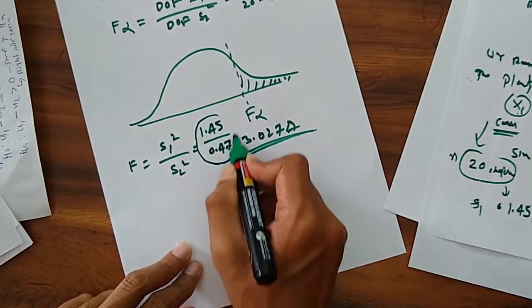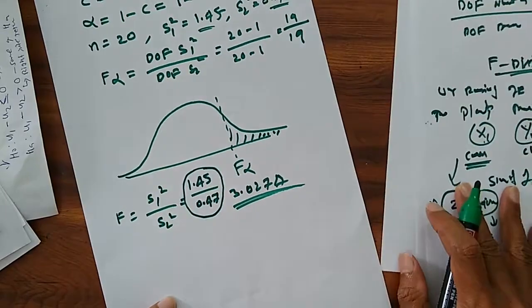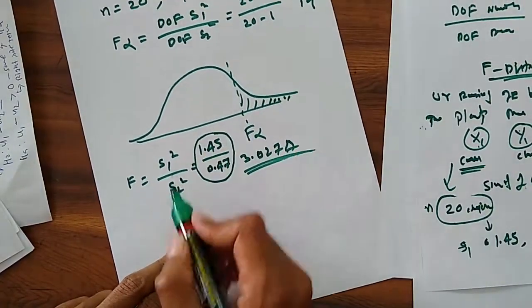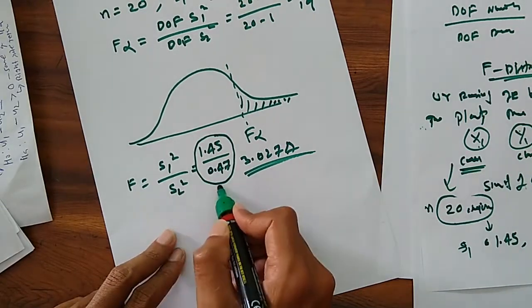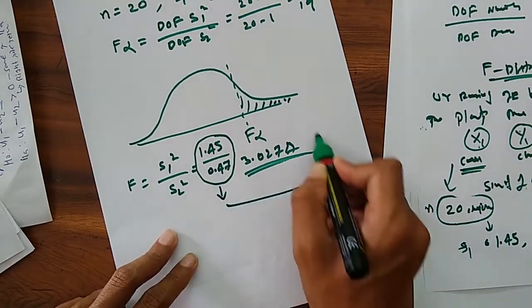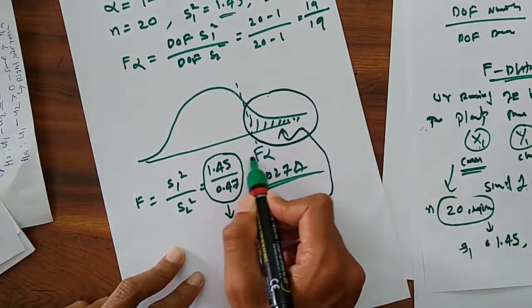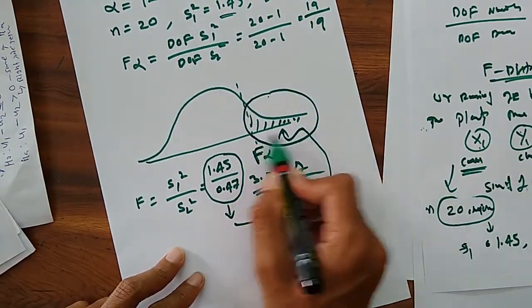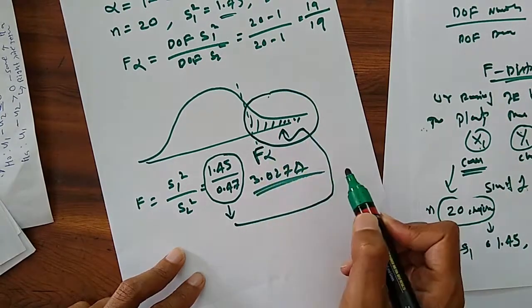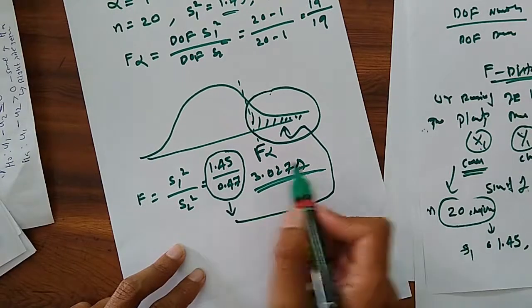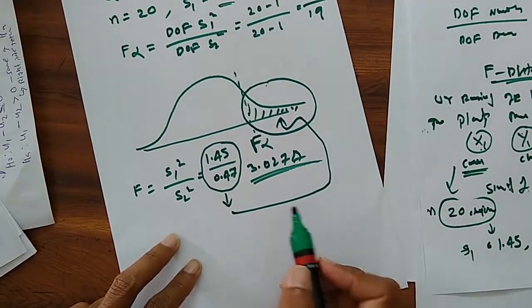This value, as per the f distribution, if this value comes under this extreme towards f alpha, then we will reject our null hypothesis. Otherwise, we will fail to reject our null hypothesis.